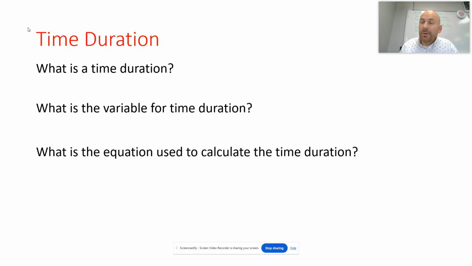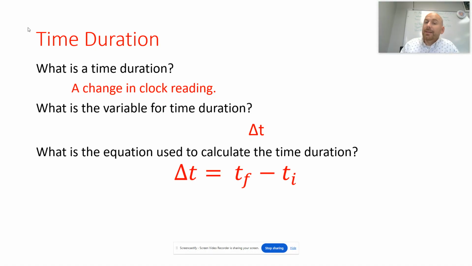A time duration or a time interval is another way to describe a change in the clock reading. So the variable for that is delta t, and the equation, as you might have guessed, is delta t is equal to final clock reading minus initial clock reading, so the time interval or time duration.